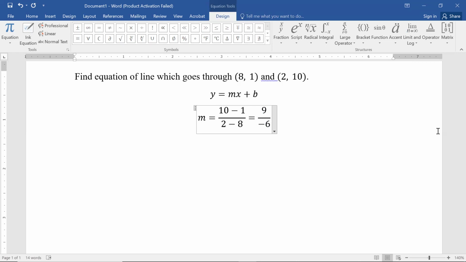Now, 9 over -6 is a fraction that we can write in a lot of different ways. You can leave it as 9 over -6. You can change it into a decimal of -1.5. But since we're dealing with slopes, I'm going to use the reduced version of the fraction, which is -3 over 2.